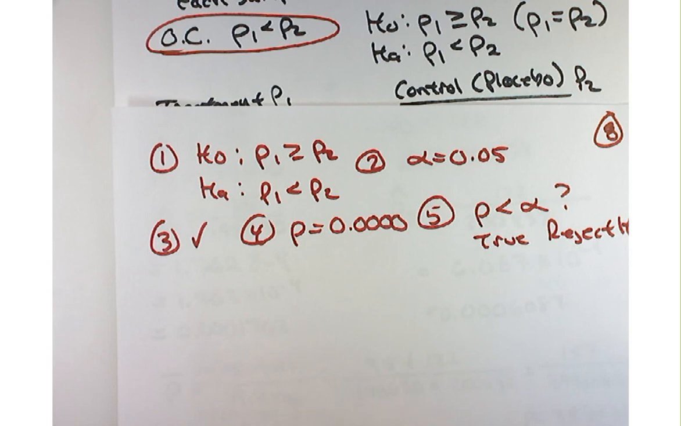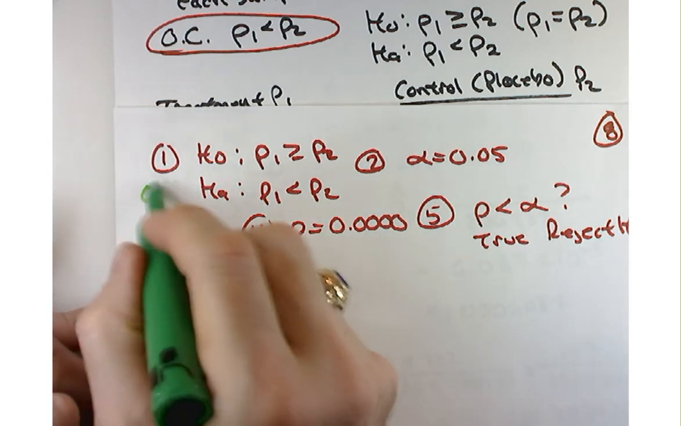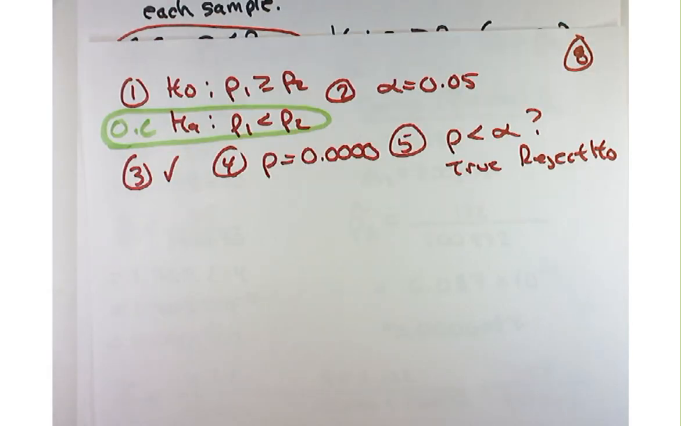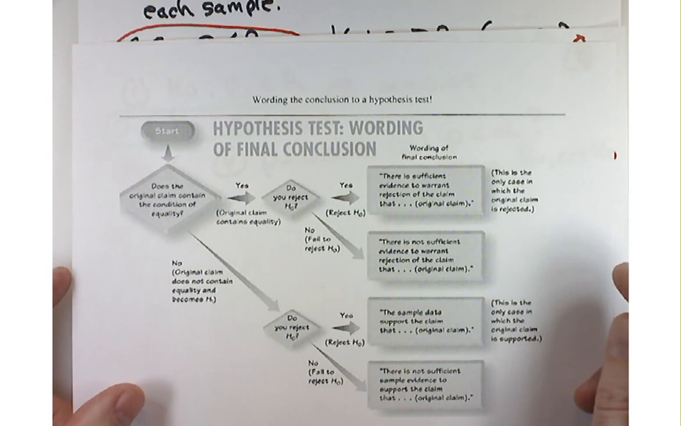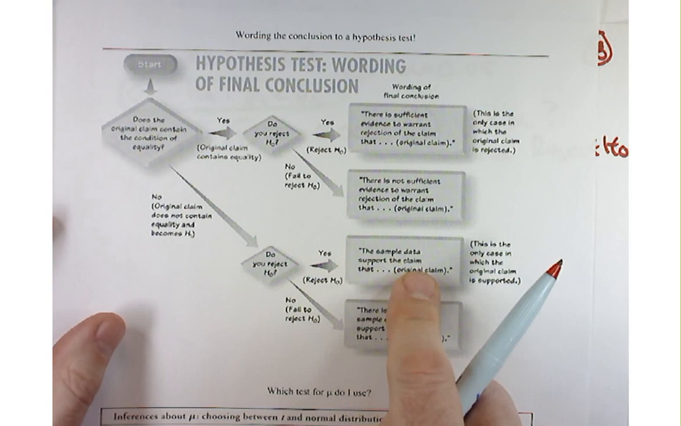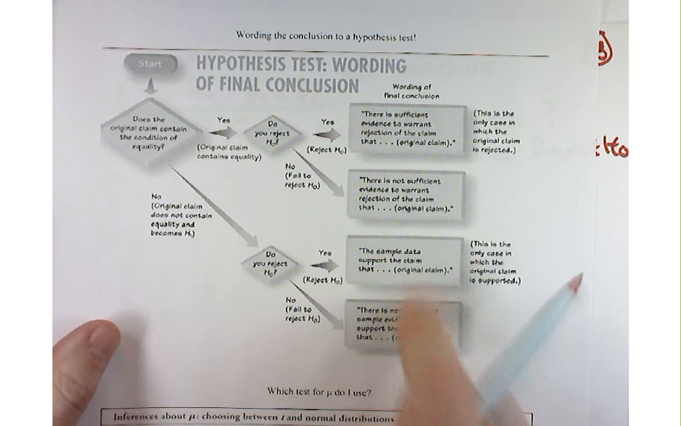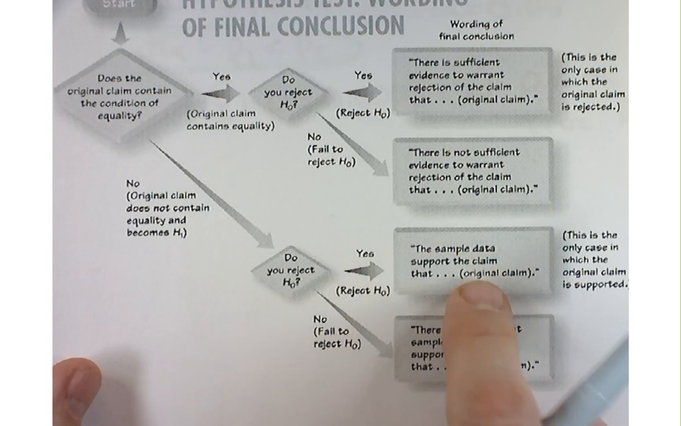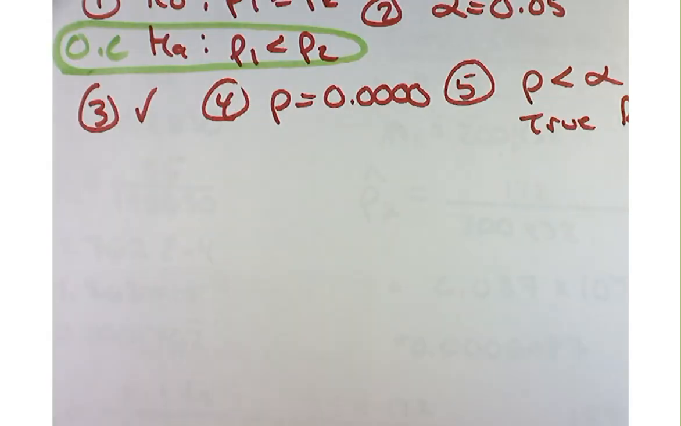And now it comes time to figure out how we're going to state our conclusion in words. Keep in mind that this was our original claim right here. So let's look at this and try and decide. Does the original claim contain the condition of equality? No. All right. Did we reject? Yes. So the sample data support the claim that, and then you got to state the original claim in words. So that's the tough part. By the way, you don't get any points for copying this down. You get points for stating the original claim in words, that part of it.